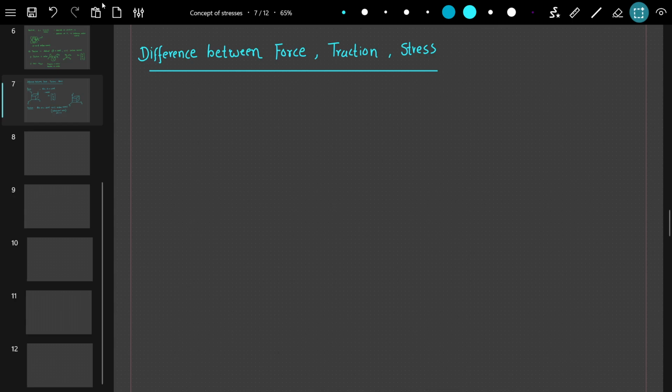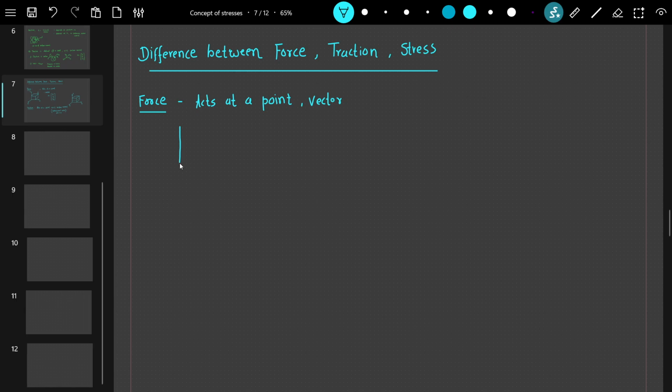Now let's try to understand the difference between force, traction and stress. Okay. So force acts at a point, we know this, and it is a vector.